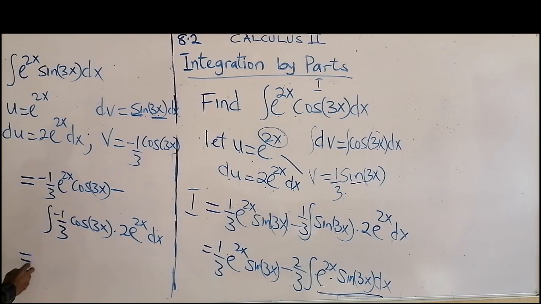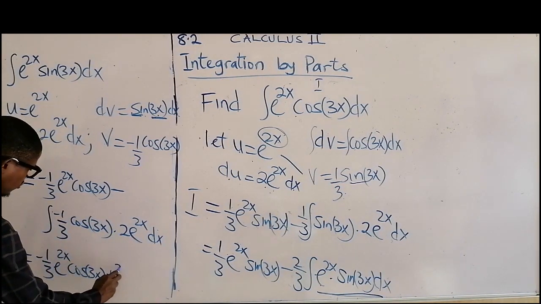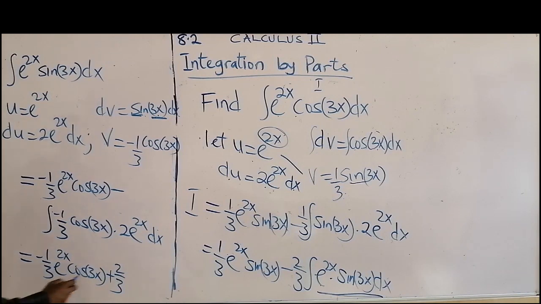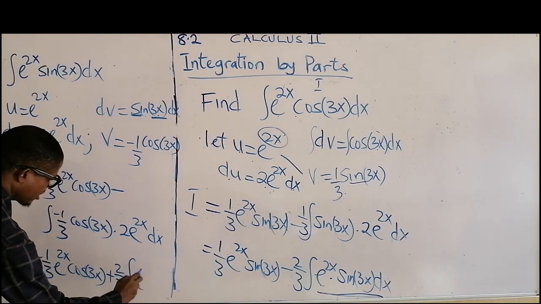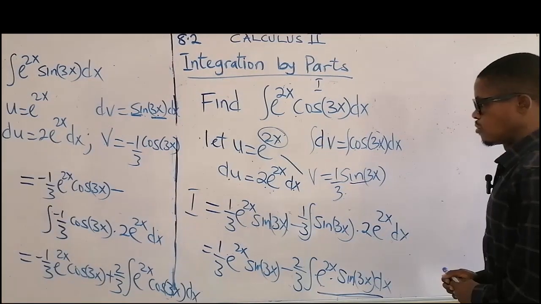So that will be equal to what? Then minus times minus, that's a plus. We can take this number outside. That will be plus 2/3, plus 2/3 integral of e to the power 2x cos 3x. So now come back here.